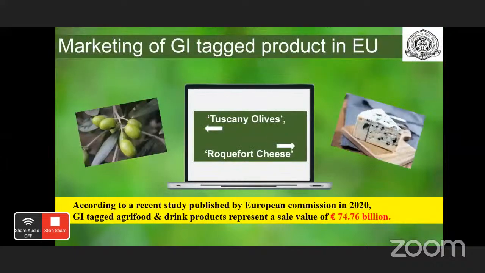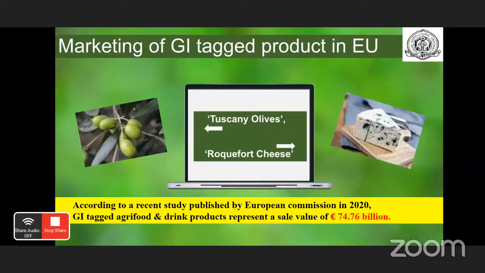So now, recently, there was a report published by the European Commission in 2020. It stated that GI tagged agri-food and drink products represent a sales value of 74.76 billion euro. That means simply by marketing the GI tagged products in the European Union, like Tuscany olives or Roquefort cheese, these are the GI tagged products. So there is a huge market at the international level.